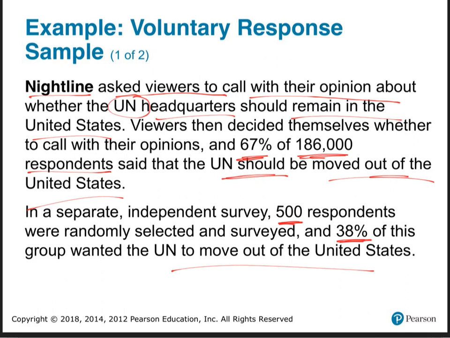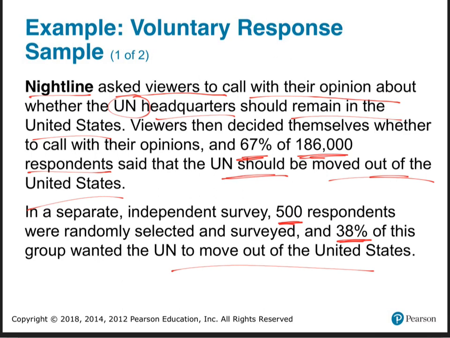500 is a lot less than 186,000. So maybe that's the reason we should doubt this one. What about what we said about voluntary? What do you think about that? The voluntary, those people who volunteer most likely are into the topic, so they want to put their input. Yeah. Really, you should believe the second study, even though it's only 500 people.